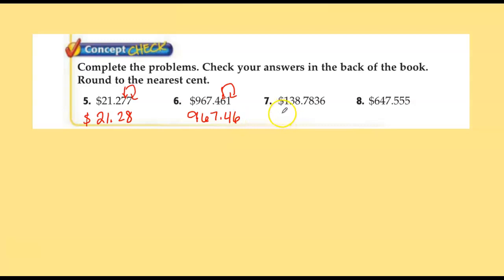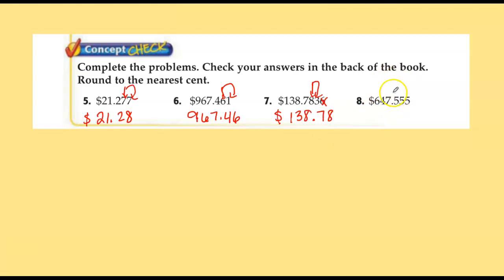Number 7. Here, there are more digits, so if that is confusing, I just count 1, 2. Here's my number. I look next door at the 3. So actually, I don't do anything with this 6, and it is 4 or less. So then my answer on my paper would be $138.78. That's not going to change.